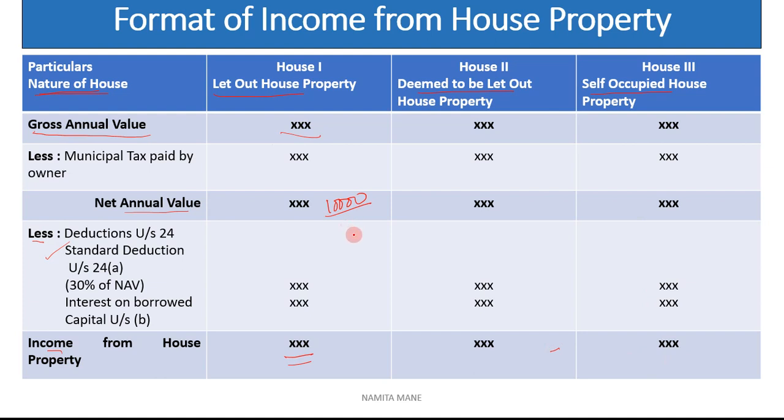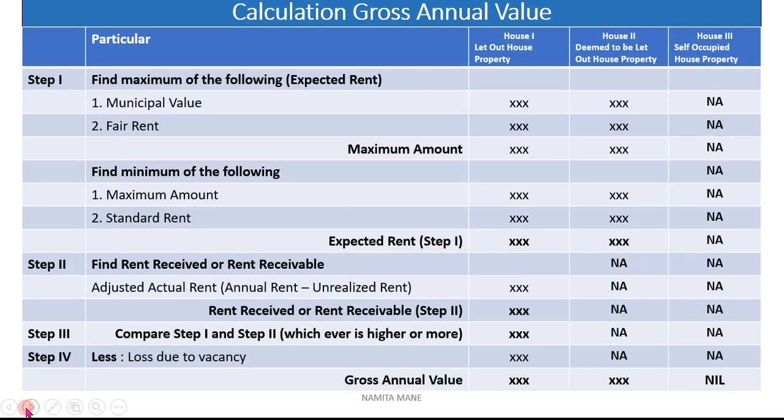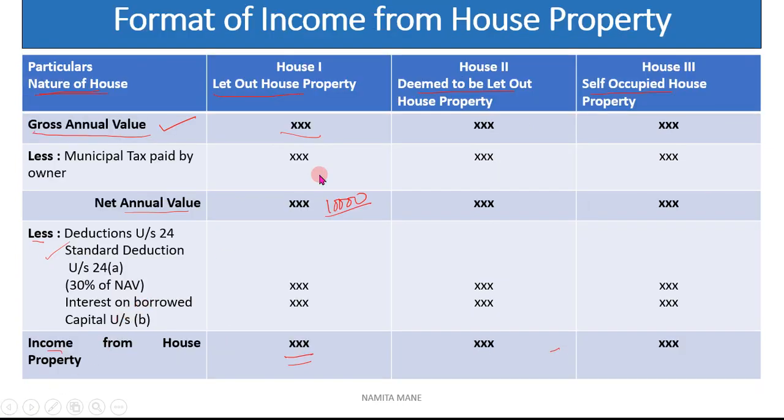Now the most important point which a student has to remember is the calculation of gross annual value. So next slide is calculation of gross annual value. I hope you have understood the format, whether it is let out house property, deemed to be let out, or self occupied house property. This will be the format.